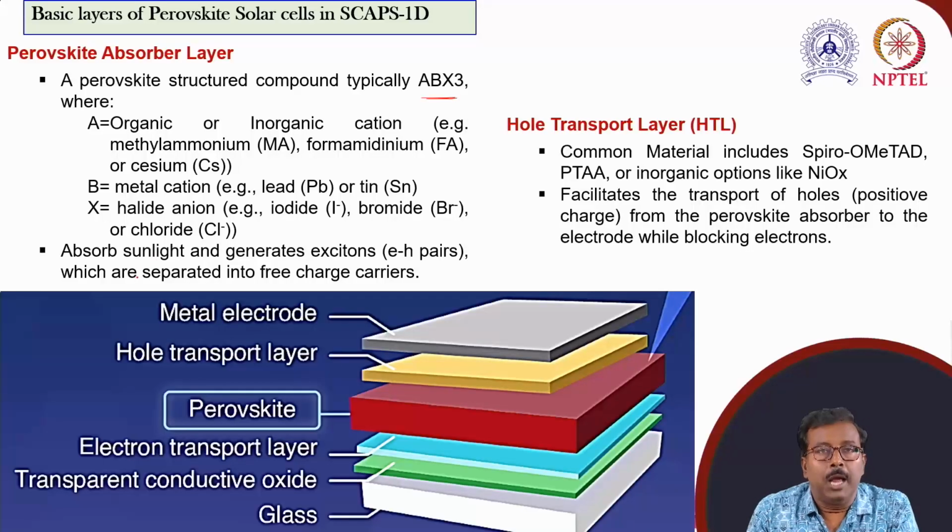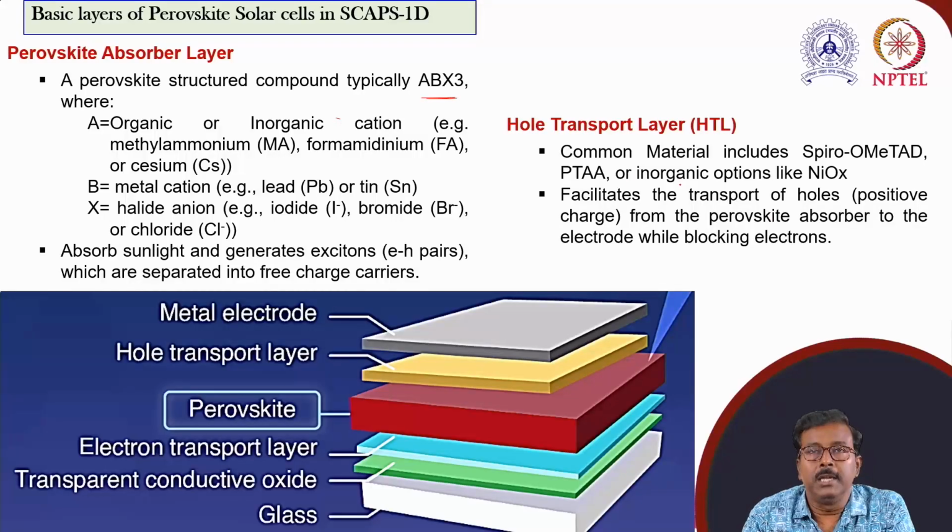And this absorber layer should have the capability of absorbing sunlight and generating carriers efficiently. That means the absorption coefficient of the material should be as high as possible. And the carriers generated in this layer will be separated by a hole transport layer and an electron transport layer, particularly in the case of an organic solar cell. Otherwise, a hole transport layer and electron transport layer would not be required for a bulk silicon based solar cell.